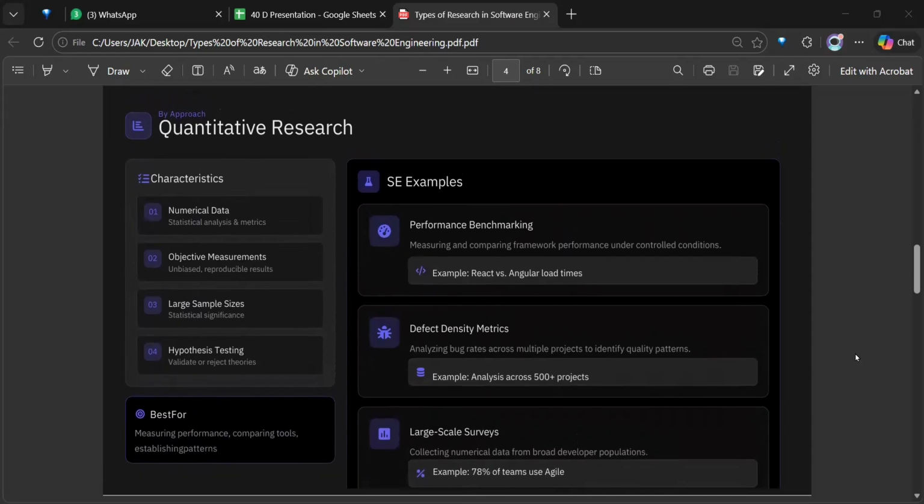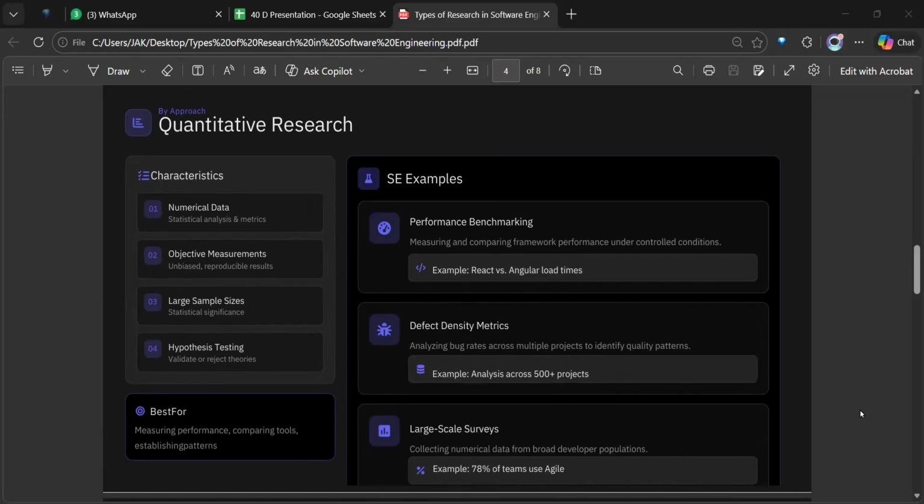So now let's look at research by approach, starting with quantitative research. This approach is all about numerical data, objective measurements, large sample sizes, and hypothesis testing. It is best used when you want to measure performance, compare tools, or establish patterns. Some software engineering examples include performance benchmarking, like comparing React versus Angular load times, defect density metrics analyzed across 500 or more projects, and large-scale developer surveys, such as finding that 78% of teams use Agile.